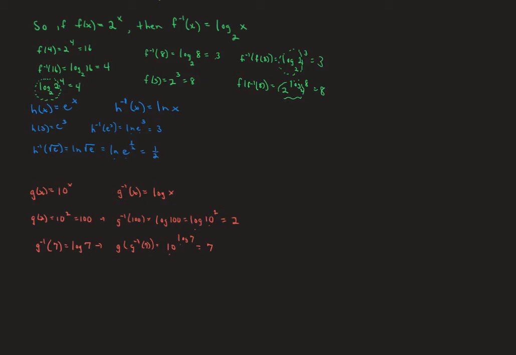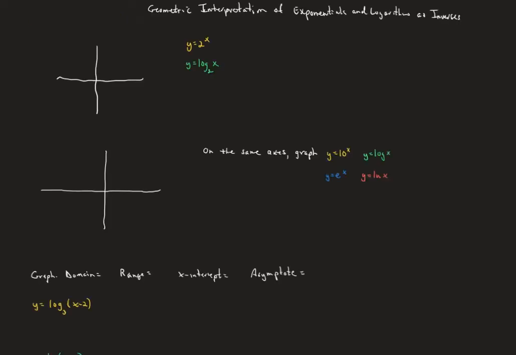Okay, I'm going to go to a new panel here. So here, let's talk about the geometric interpretation of exponentials and logarithms being inverses of each other. So we have here in the yellow 2 to the x, and in the green logarithm base 2 of x. Let's graph y equals 2 to the x. I think that's a little easier.